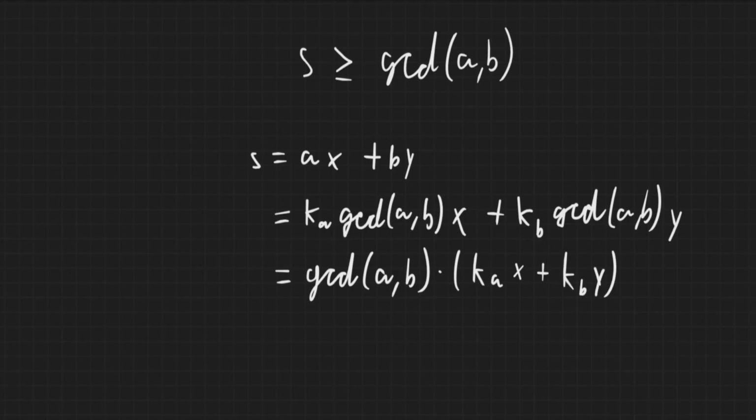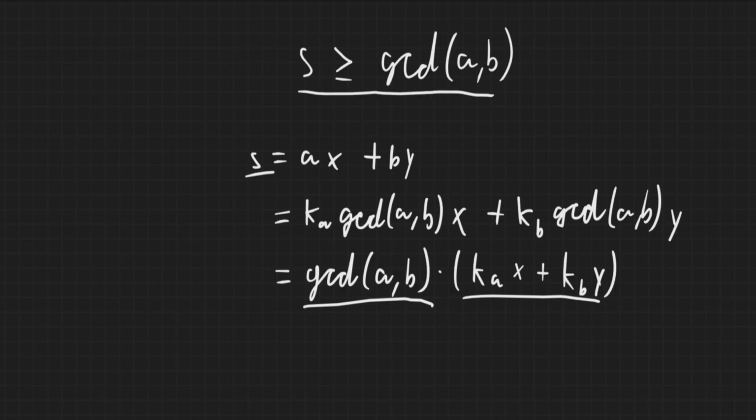What does this tell us? Well, s is a positive number because it's a positive linear combination. The GCD is also always positive. So we multiply two numbers together to get a positive number. One of them is positive, so this second factor also has to be positive. And this means that s is a multiple of the GCD of a and b, which means that s is at least as big as the GCD of a and b, and this is exactly what we were trying to show.